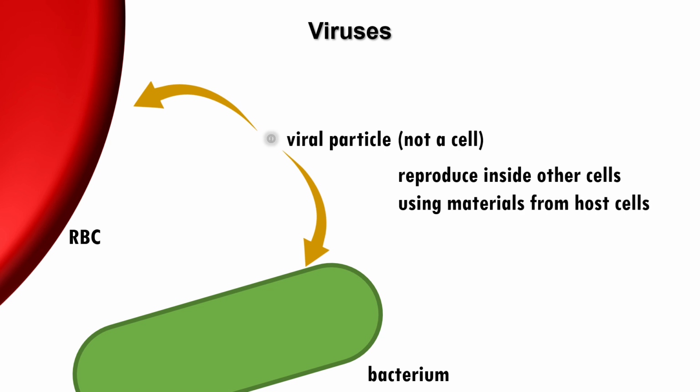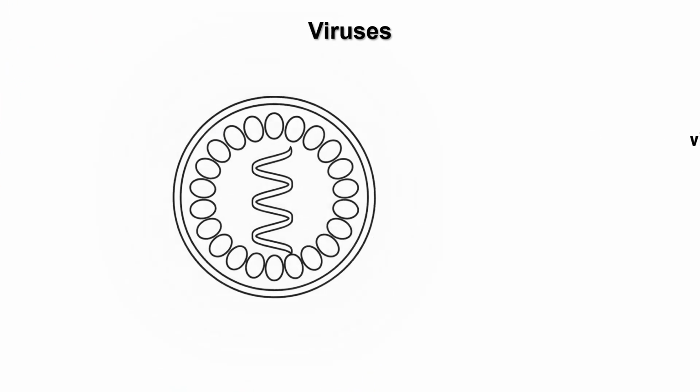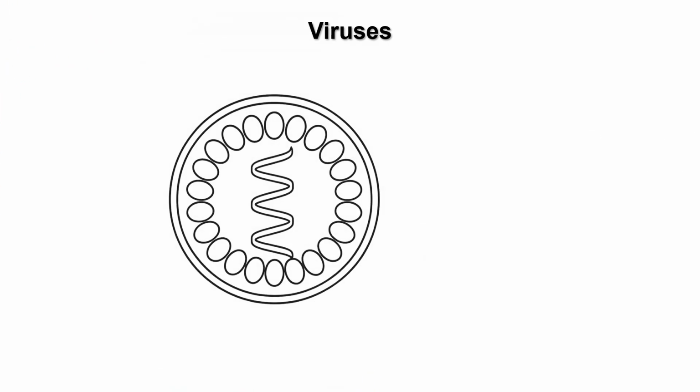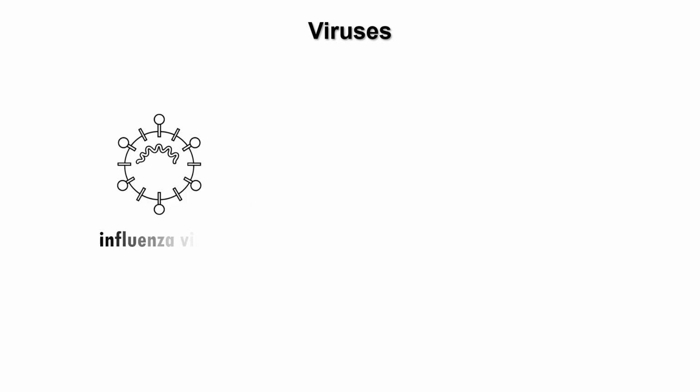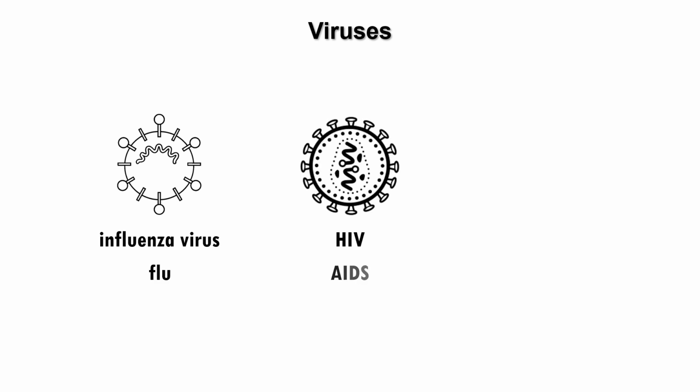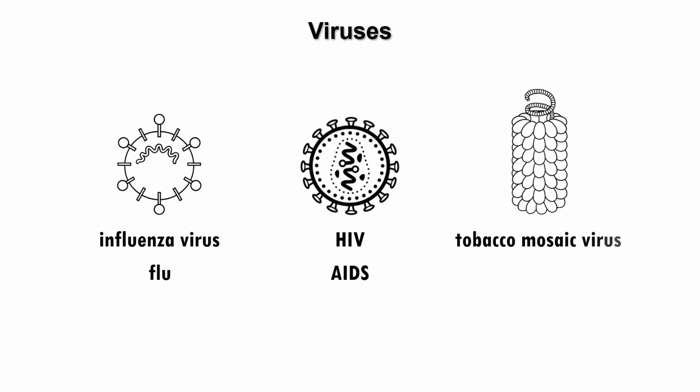There are many different types of viruses, and they vary in their shape and structure. All viruses, however, have a central core of RNA or DNA, surrounded by a protein coat called a capsid. Viruses have no nucleus, cytoplasm, organelles, or cell membrane, though some forms have an envelope outside their protein coats. Well-known examples of viruses include the influenza virus, which causes flu, HIV, which can lead to AIDS, and tobacco mosaic virus, which infects tobacco and tomato plants.